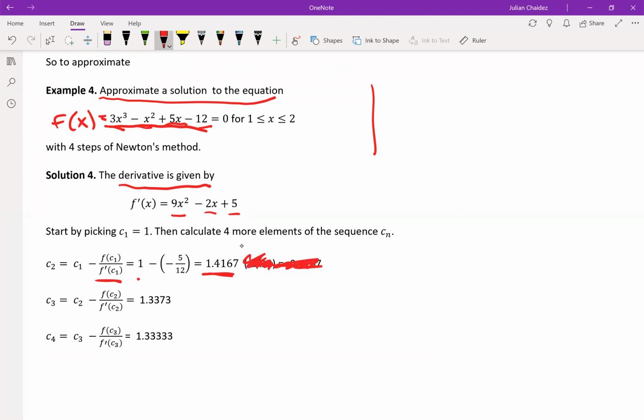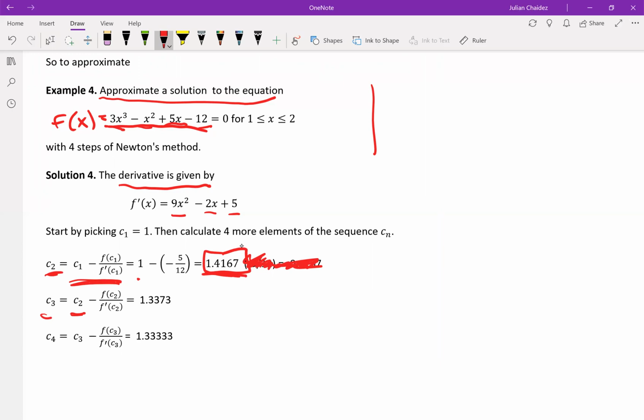That shouldn't be there. Okay, so that's my C1. So now I basically use this formula from Newton's method to compute the next step, right? Now I do it again. So I say, okay, C3 is given by C2 minus f of C2 divided by f prime of C2. I know what C2 is, so C2 is that.